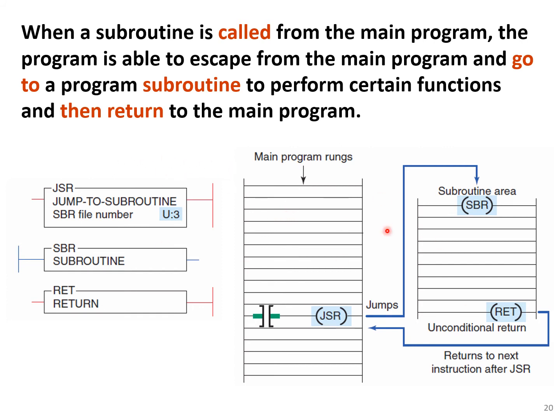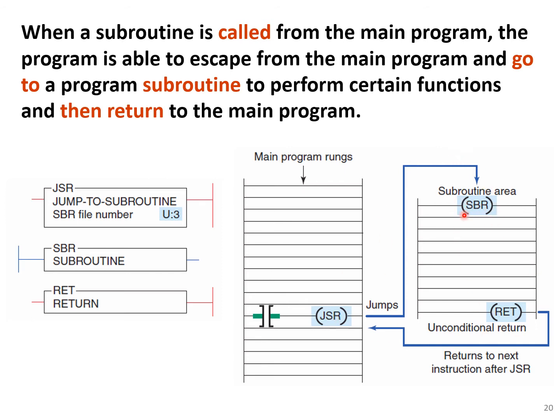Okay, so here we have an example. When a subroutine is called from the main program, the program is able to escape from the main program and go to a program subroutine to perform certain functions and then return to the main program. So here we have a main program, and inside the main program, we have our jump to subroutine. If this rung logic is true and the jump to subroutine is energized, then it will jump to the subroutine.